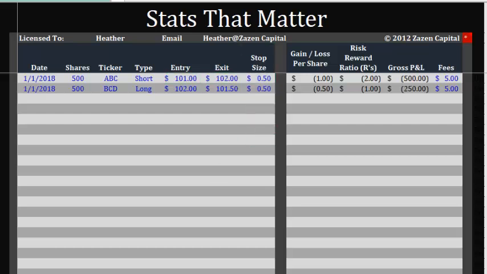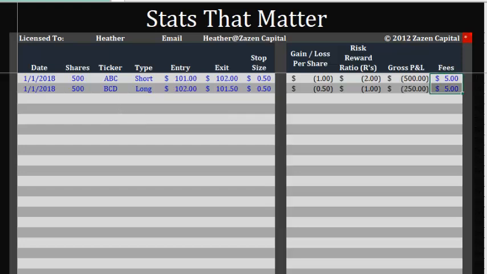So if you risked $1, you put $1 in. If you risked 50 cents per share, you put in 50 cents, and then your fees. And the rest is calculated for you. All the cells you don't put data into are locked to protect the formulas. Anywhere you see blue font is where you would put data.